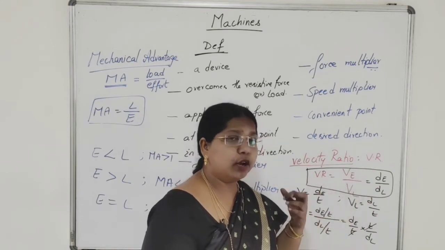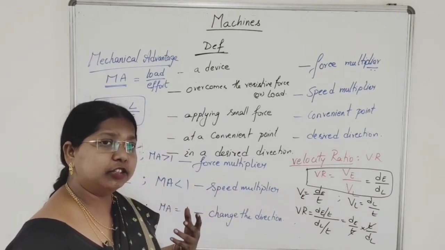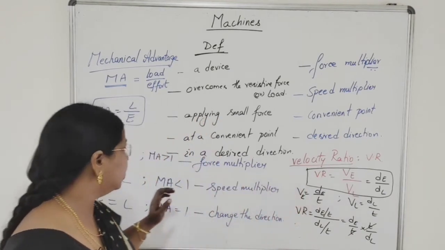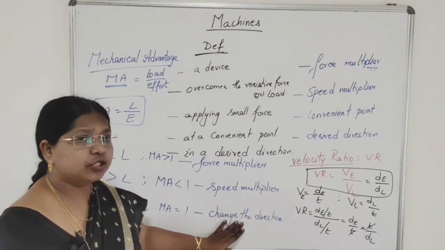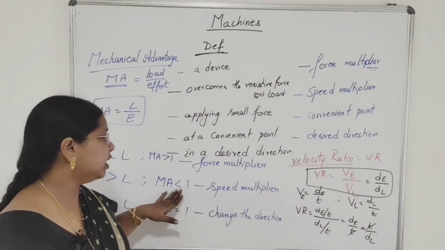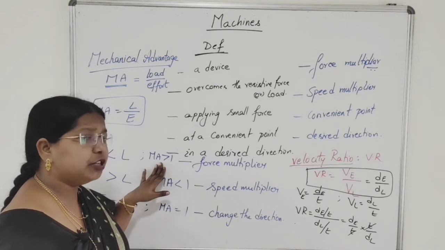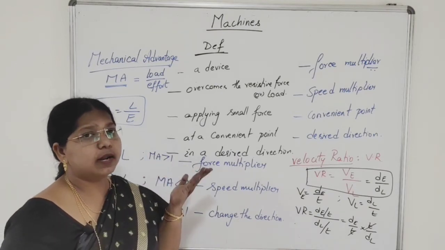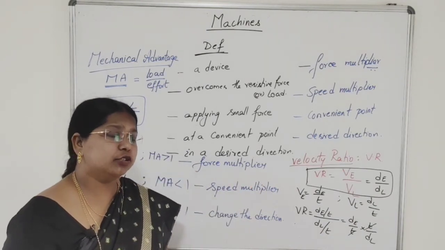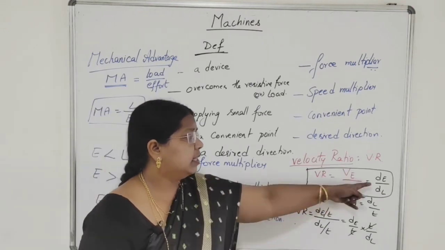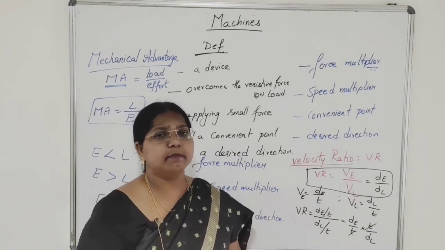So depending on this velocity ratio, we can tell whether it is a force multiplier, speed multiplier, or change in direction. If velocity ratio is equal to 1, then it acts as a change in direction. If velocity ratio is less than 1, it acts as a speed multiplier. If velocity ratio is greater than 1, it acts as a force multiplier. So this function also depends on velocity ratio. If velocity ratio is equal to 1, then displacement of effort and displacement of load are the same. Effort moved and load moved are also the same.